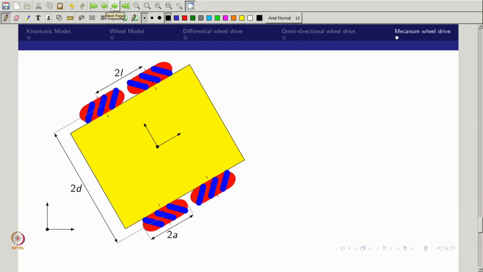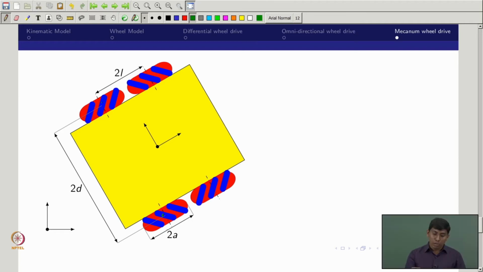Now going to the third one. This is a Mecanum wheel drive with 4 wheels. The distance between 2 wheels along the y axis I call 2d, the distance between 2 wheels along the x axis I call 2l, and the wheel radius is a. Further, the roller axis is like this and xc1 is like this. What would this angle be? This angle is phi, and it is counterclockwise.